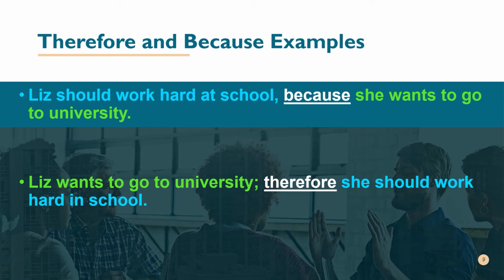So let's look at an example. Liz should work hard at school because she wants to go to university. Liz wants to go to university, therefore she should work hard at school. So the idea is that we're trying to convince you that Liz should work hard at school. That is the conclusion. These lines, sorry, those lines aren't going to be straight, are the conclusion.